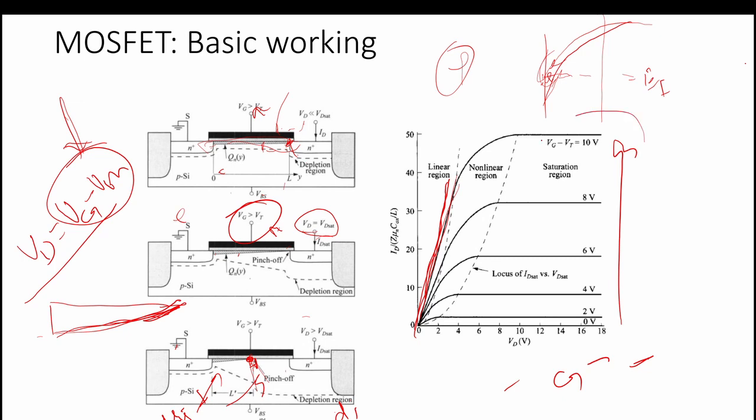This region is the linear region, which is before the pinch off. At this point, when the pinch off happens, this is the saturation voltage. This is the point when the saturation happens, and after this, whatever voltage you apply, if you increase the Vd, there won't be any effect on the current for a constant gate voltage.